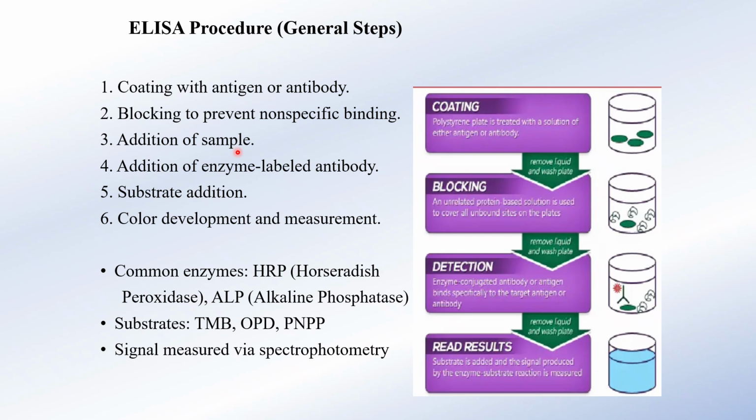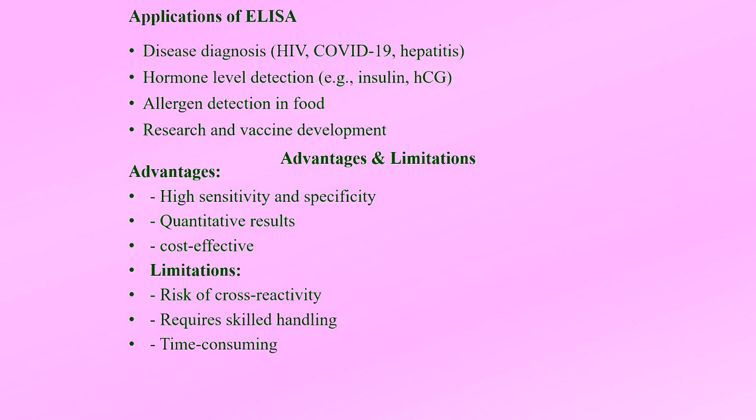Then addition of a sample. Then the next step is addition of enzyme labeled antibody. Next step is substrate addition. Then the last step is color development and measurement of the color. The common enzymes used in ELISA techniques are HRP, that is horseradish peroxidase, and ALP, alkaline phosphatase. Substrates used are TMB, OPD, PNPP, and this signal is measured via spectrophotometry.